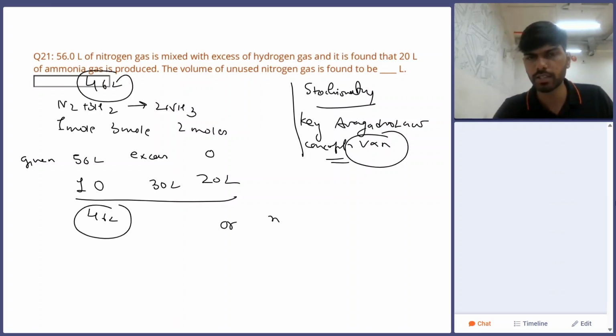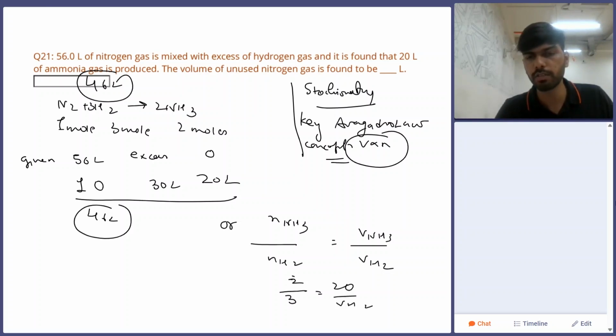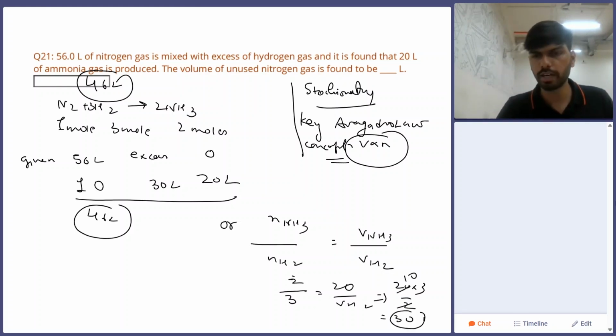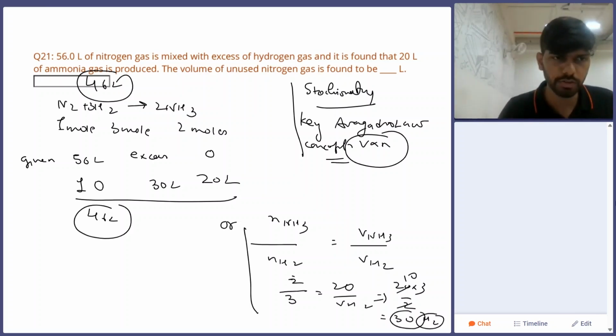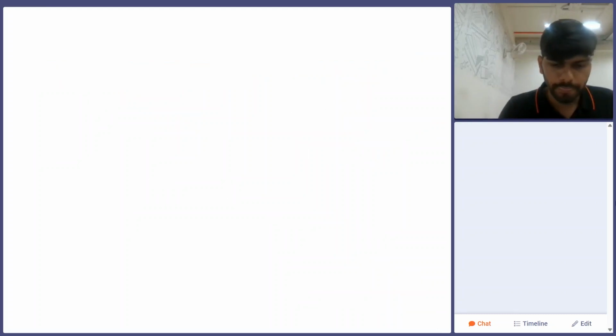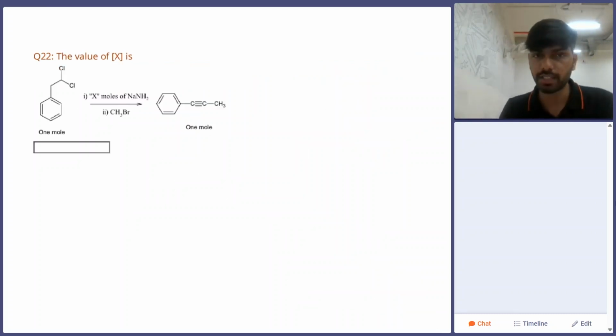Or in this question you can also say the number of moles of ammonia upon the number of moles of hydrogen is equal to the volume of ammonia upon the volume of hydrogen, directly proportional now. So this is 2 moles, 20 upon the volume of hydrogen. When you solve, this is 20 into 3 divided by 2, which is 30 liters of hydrogen. Similarly for ammonia and nitrogen, when you solve, you'll get 46. So 46 is the right answer for this question. Clear, class? Next question.